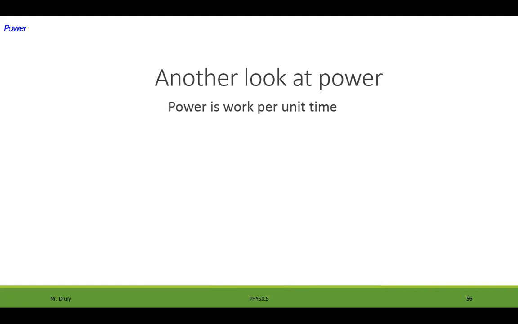All right. There's another way of looking at power as well. It's how fast you apply force to an object. We know power is work per unit time. So here's the equation. Power is work per unit time. But we also know that work is force times distance. So we can replace work with force times distance.